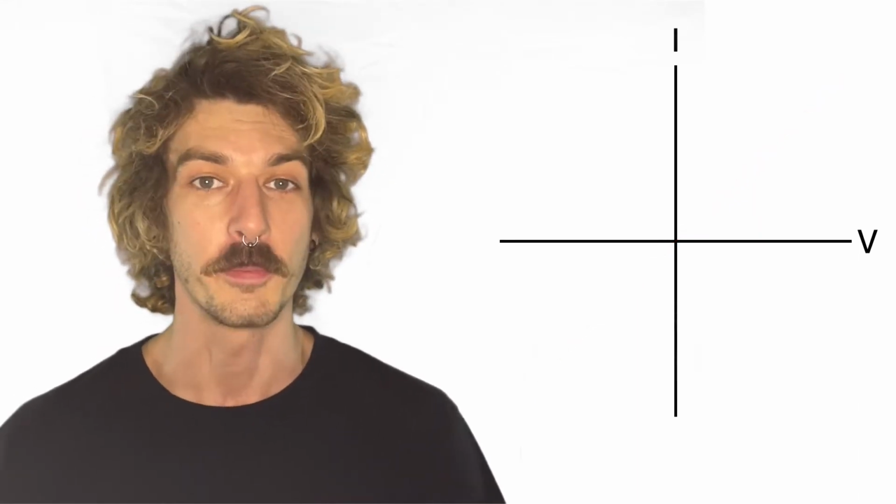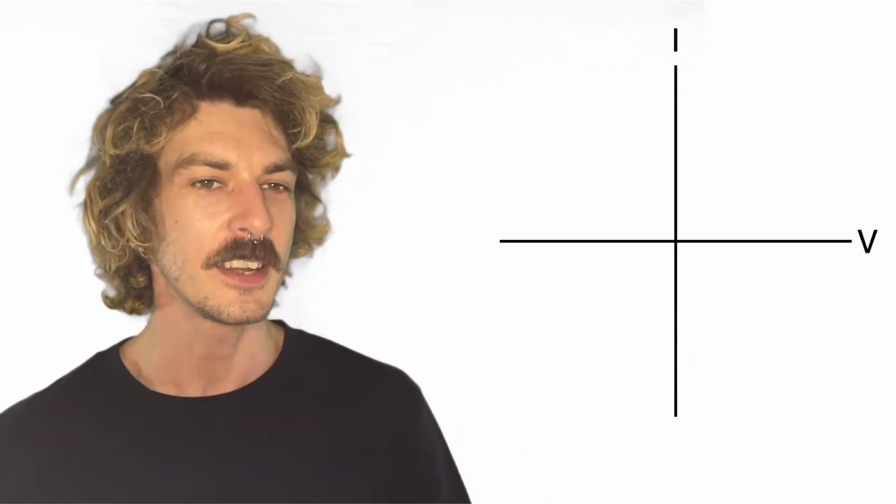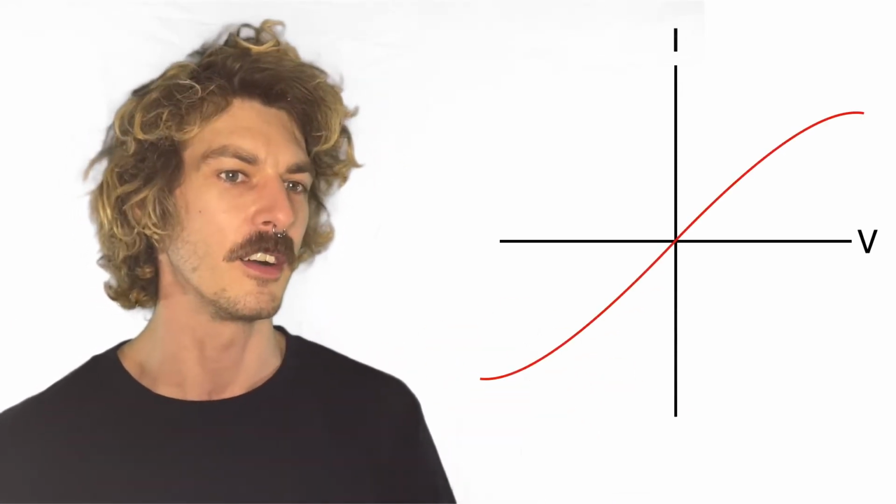Another common type of component that we can analyse is a filament bulb. That's the old-fashioned light bulbs that glow by making a piece of wire inside the glass bulb really hot and start to glow. These behave slightly differently. This is what their IV graph looks like.